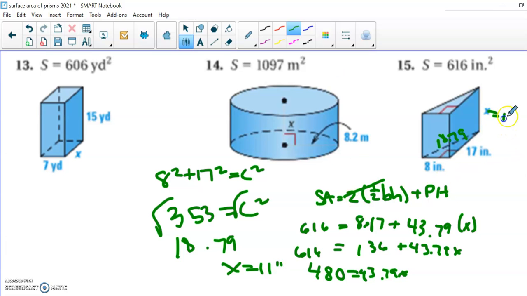All right, and that seems reasonable. If this is 8, this is 17. It looks like 11 is reasonable.